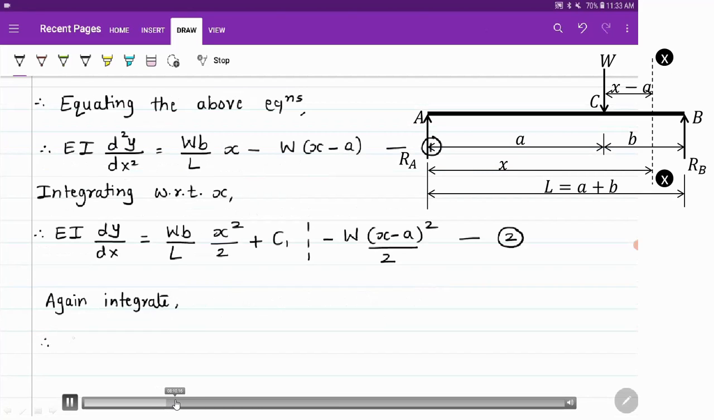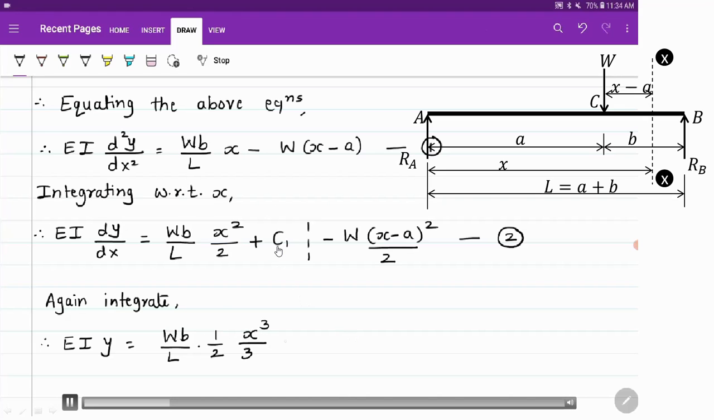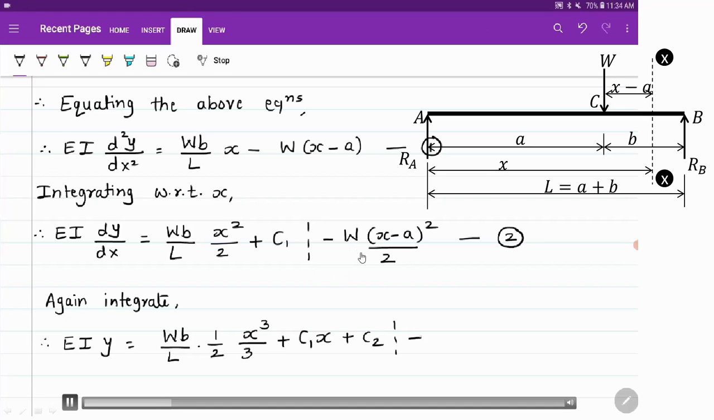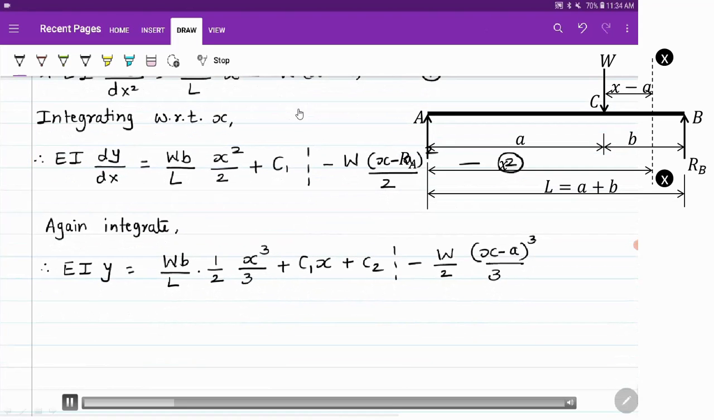Now if you integrate again, then integration of dy by dx is y, so that will be equal to Wb by 2L. Integration of x² is x³ upon 3, so Wb upon L, 1 upon 2, and integration of x² is x³ upon 3. Integration of C1 is C1x plus some another constant of integration, that is C2, and then you will complete this compartment, minus W by 2 as it is. Integration of (x minus a)² will be (x minus a)³ divided by 3. The formula that we are using is x raised to n plus 1 upon n plus 1, divided by the coefficient of x. Coefficient of x is 1.